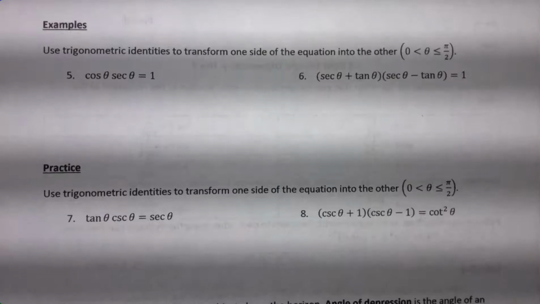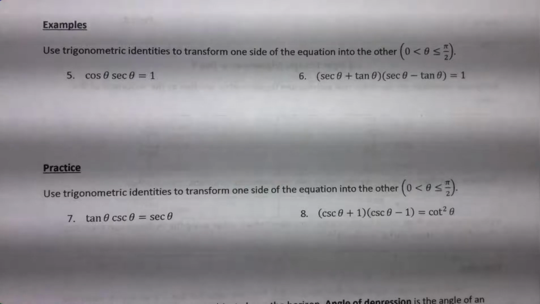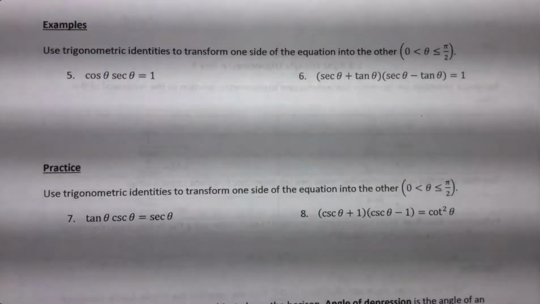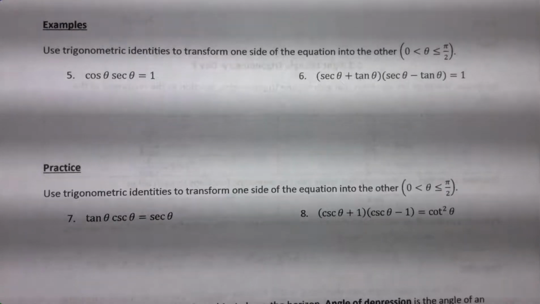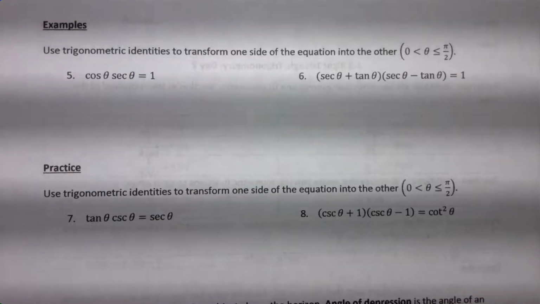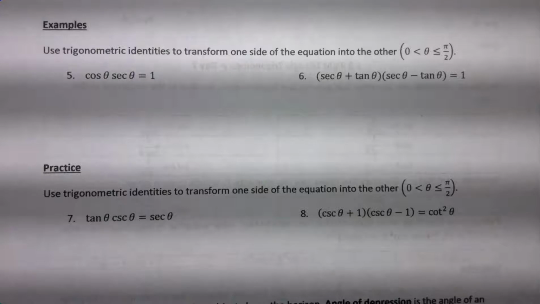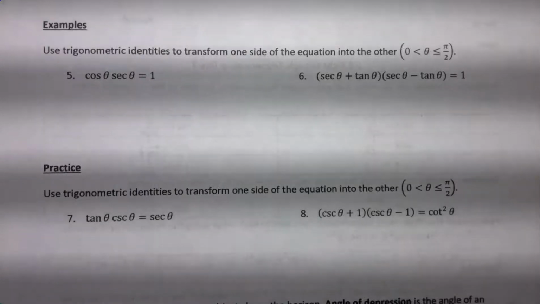So on numbers 5 and 6, what I'm doing here is I'm using trig identities to transform one side of the equation into the other. This is kind of like doing proofs without writing my reasons. So I'm still writing my steps, but I'm just not writing my reasons. When I am transforming one side of the equation, you might also see this called verifying. You are only working with one side of the equation. Once I pick a side, I have to stick with that side and follow it through. I'm not going to go ahead and flip sides. Once I pick a side, I'm only changing the one side.